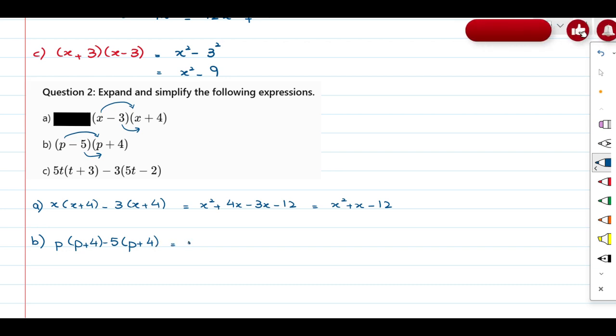p times p is p square, p times 4 is 4p, and minus 5p, and minus 5 times 4 is minus 20. Okay, so this is how we expand it. These two steps are about expanding. And now let me simplify this. So we have p square, 4p minus 5p is just minus p, and minus 20. Okay, now let me practice part C as well.